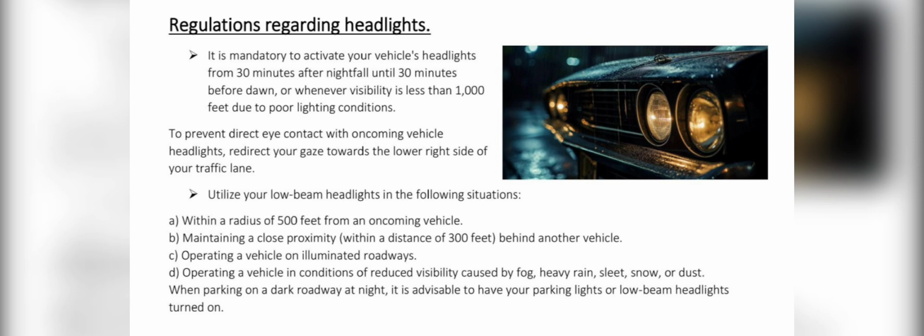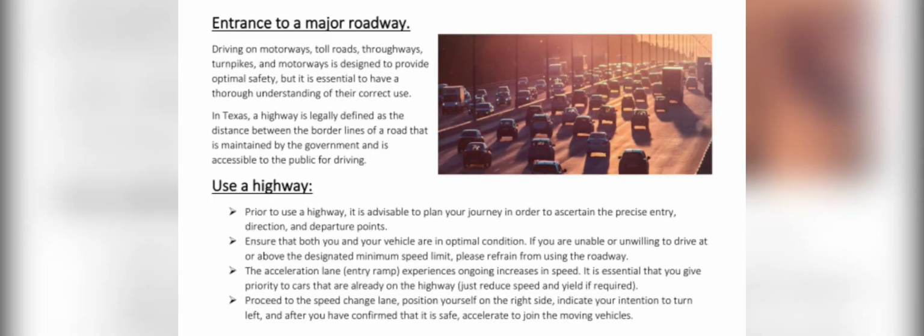A. Within a radius of 500 feet from an oncoming vehicle. B. Maintaining a close proximity within a distance of 300 feet behind another vehicle. C. Operating a vehicle on illuminated roadways. D. Operating a vehicle in conditions of reduced visibility caused by fog, heavy rain, sleet, snow, or dust. When parking on a dark roadway at night, it is advisable to have your parking lights or low-beam headlights turned on.